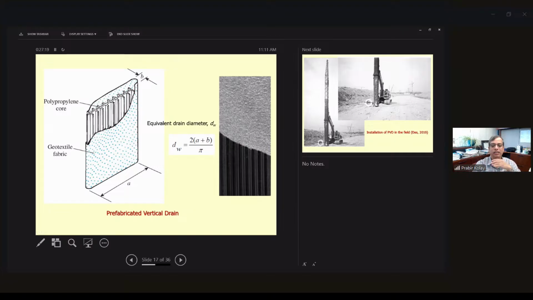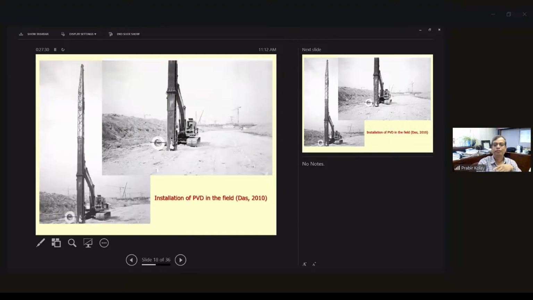There are several equations. This is the easiest equation you can use to calculate the equivalent diameter. Basically, it is a flat band, but we are converting it to an equivalent area.